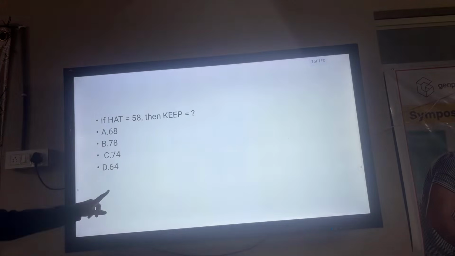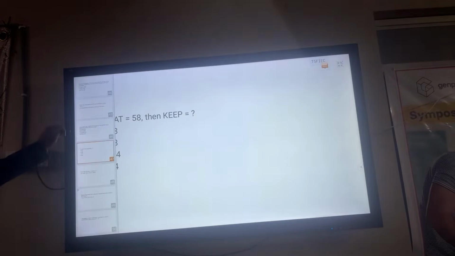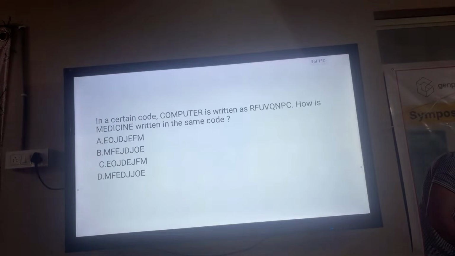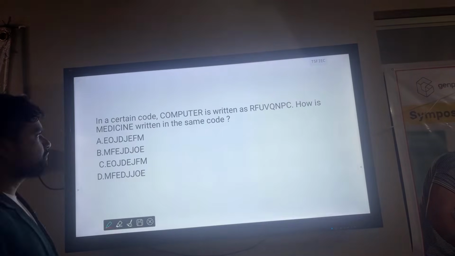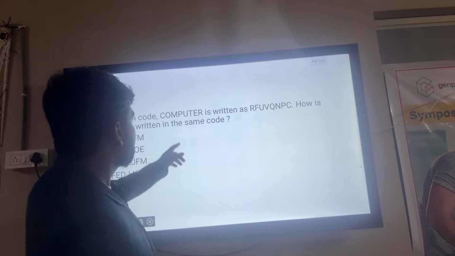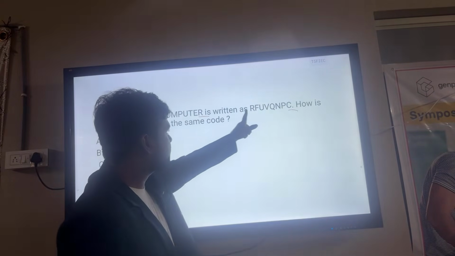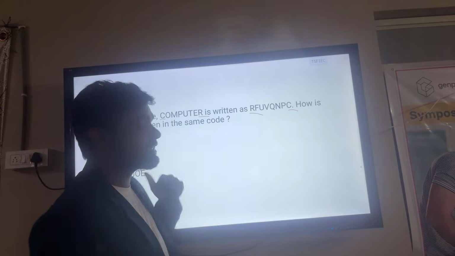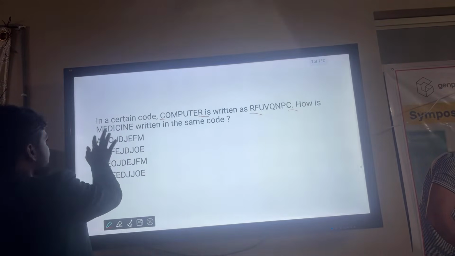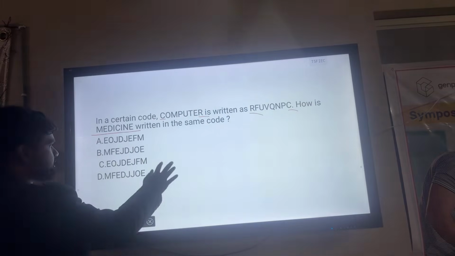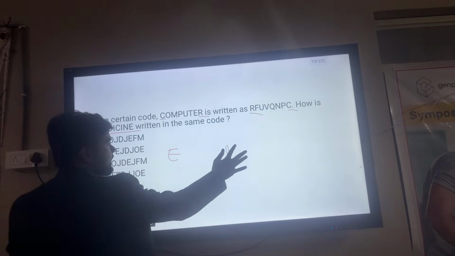Can you answer the next question? It is again related to coding and decoding only. If you observe carefully, here the first letter is coming in the last place and the last letter is coming in the first place, and the remaining letters are changed. So I will write MEDICINE. First letter is obviously E, last letter is obviously N.